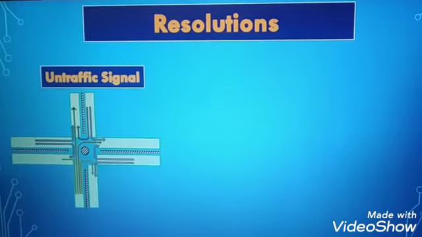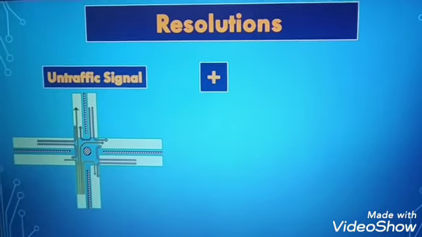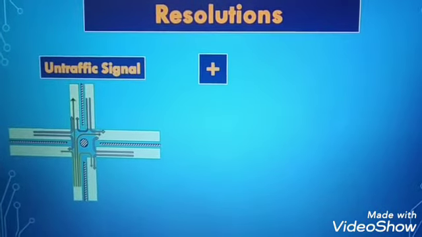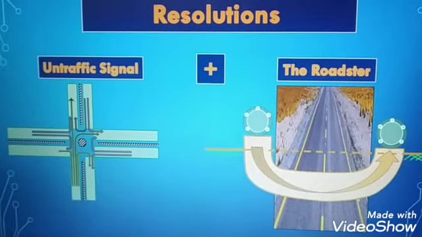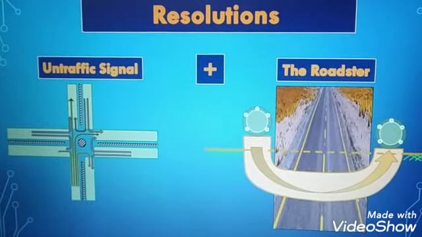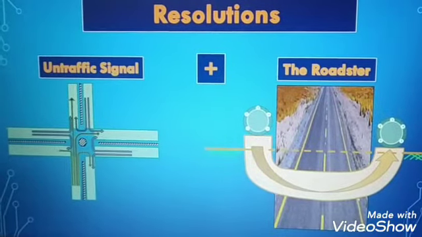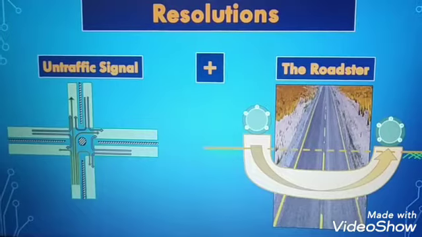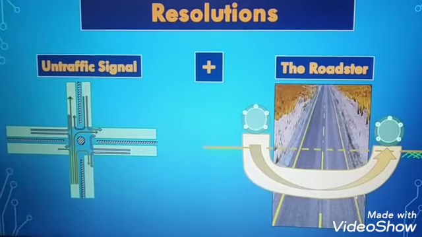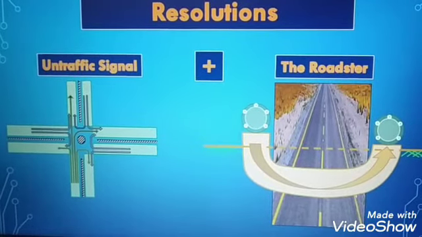One is, you can combine the traffic signal methodology idea with the roadster. The roadster can be put at every intersection, at every lane of the intersection, for the passage of pedestrians from one side to another of the road.